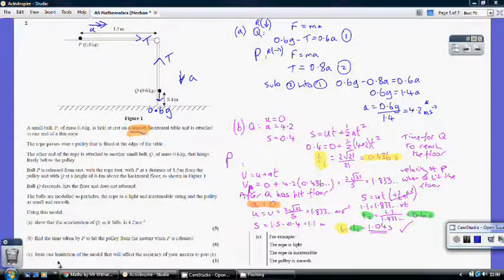And then part C, state one limitation of the model that will affect the accuracy of your answer to part A. Well, again, I've just copied and pasted this out of the mark scheme. So examples include that the rope is light, the rope is inextensible, and the pulley is smooth.